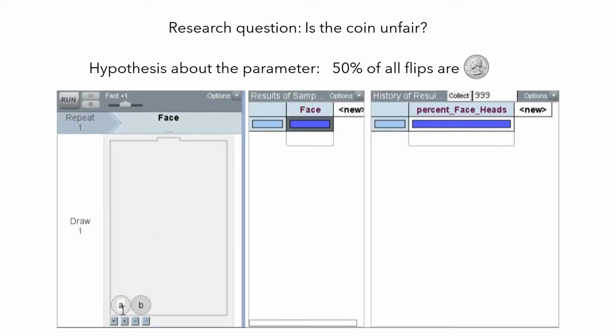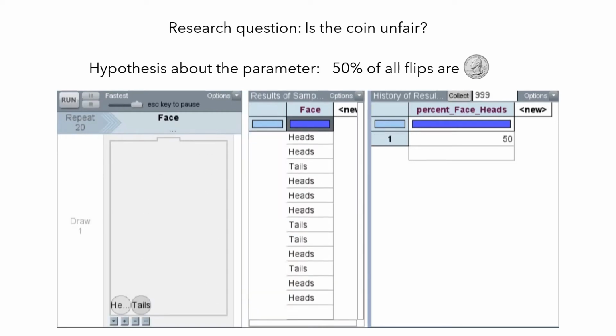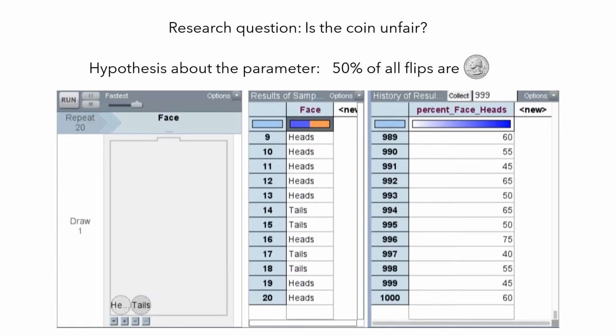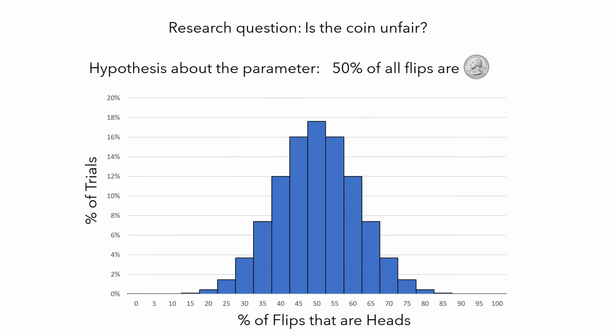So we'd set up a model with two elements, heads and tails, and set each trial to simulate 20 flips. Then we'd simulate many repetitions of the trial. Here we'll do 1,000 repetitions. And then we can look at the resulting distribution of sample percentages. So here is our sampling distribution.